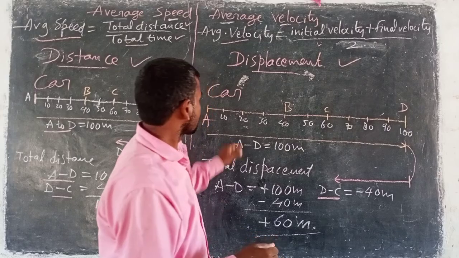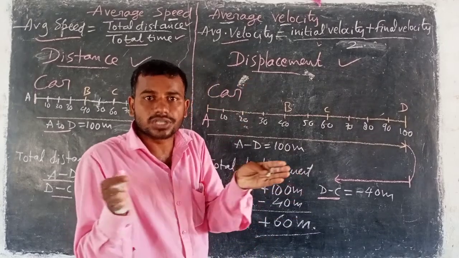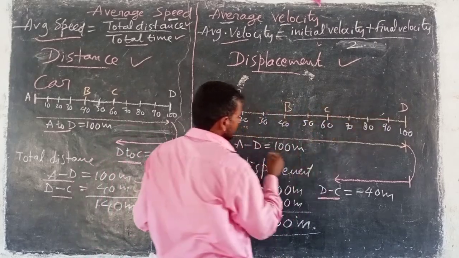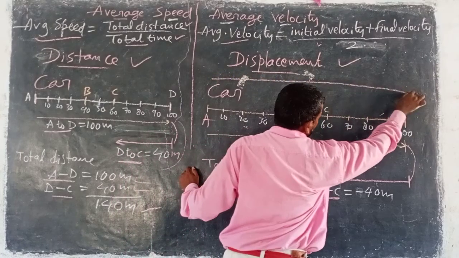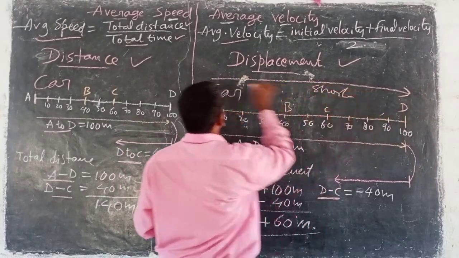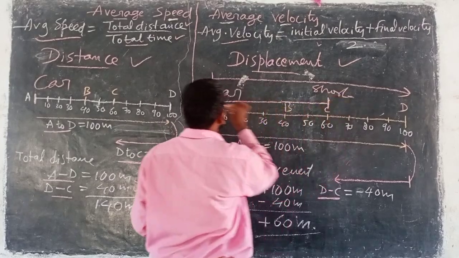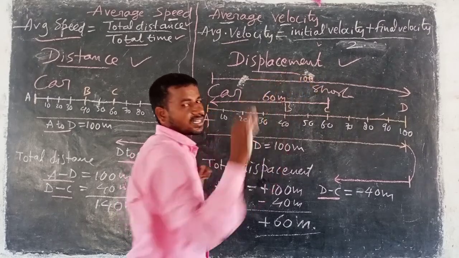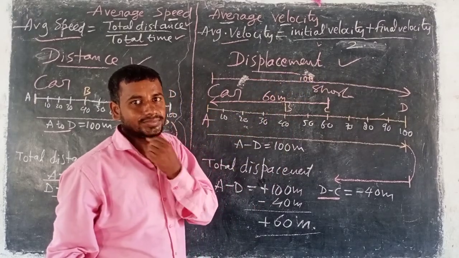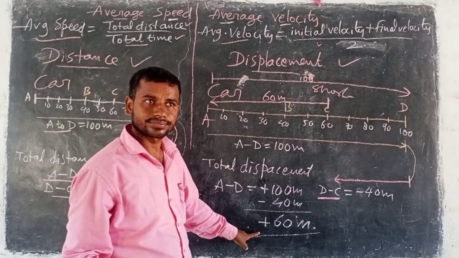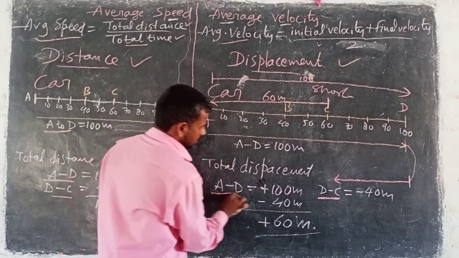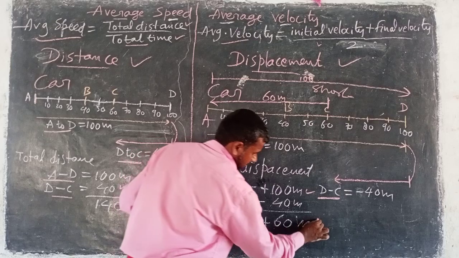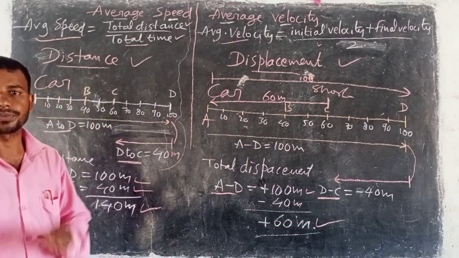In displacement, the shortest length we should take. What is the shortest distance? A to D is shortest or A to C is shortest? Which is short? 60 meters or 100 meters? You decide yourself. So 60 meters is the right answer. Here, A to D is 100 and reverse D to C is minus 40, which equals plus 60 meters. Displacement is plus 60 meters.